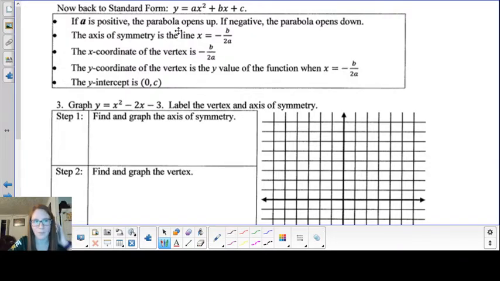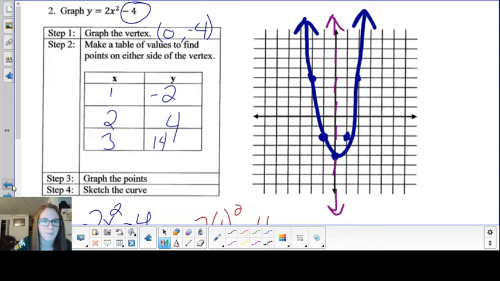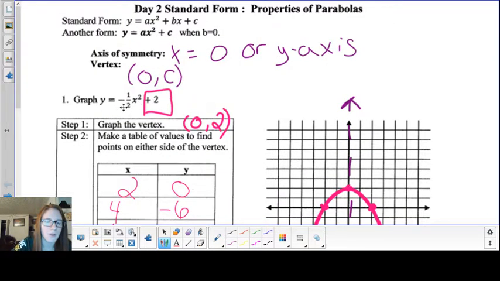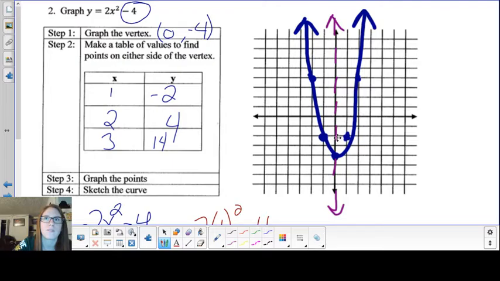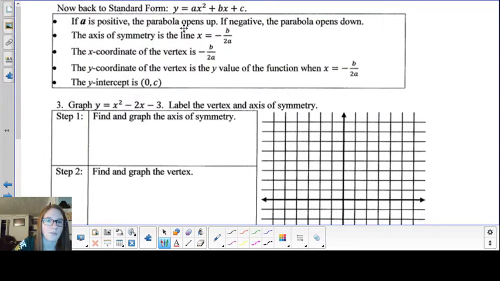So, something you might have already noticed. When this was negative, my guy opened down. When this was positive, he opened up. That will always happen. So that's what this guy first says. If he's positive, you're going to go up. If you're negative, you're going to go down.